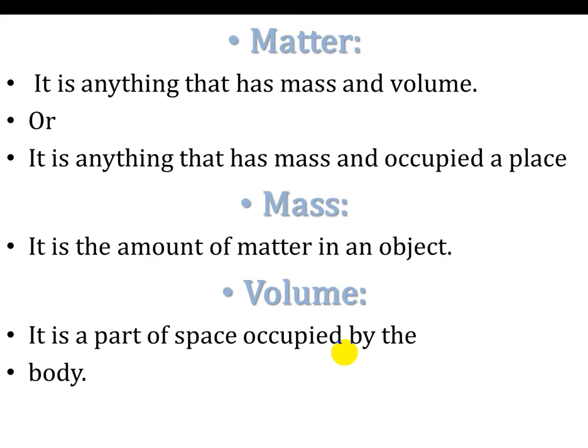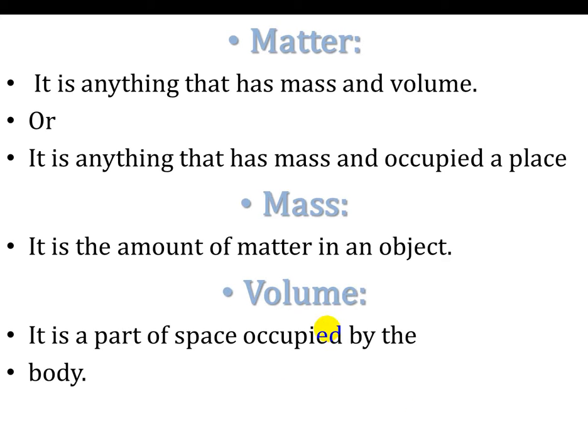So what is mass? We say that matter is anything that has mass and volume. What about the mass? The same example: if you have a table around you, this table is a wooden table. It's made of wood. When I tell you the mass, what is the mass of the table? I mean the amount of matter, which is wood, inside the table.